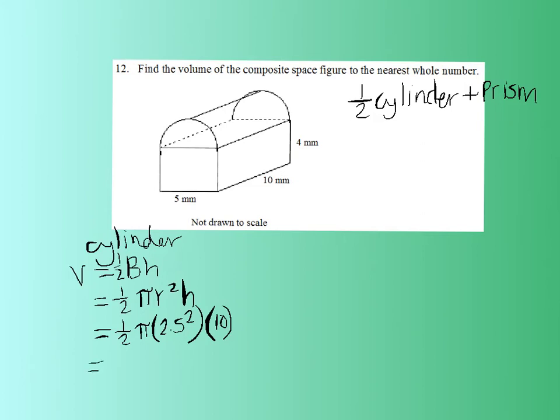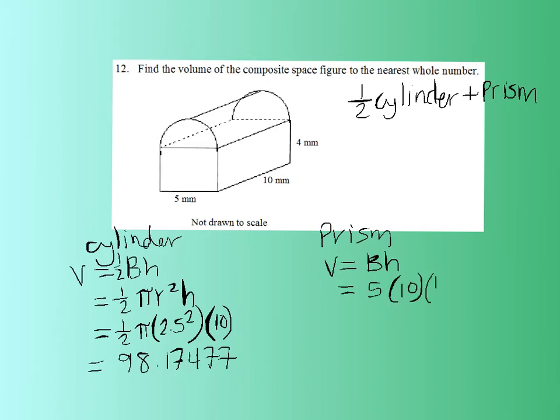Plugging that into your calculator, you get that half of that cylinder is 98.17477. Alright, so now we're going to find the volume of the prism. Volume of the prism is pretty easy to find. You just say the area of the base times the height. And since all we're doing is multiplying here, we can choose any of these for our base, and it's basically just 5 times 10 times 4. Doing the math here, 5 times 10 is 50, and 50 times 4 is 200.